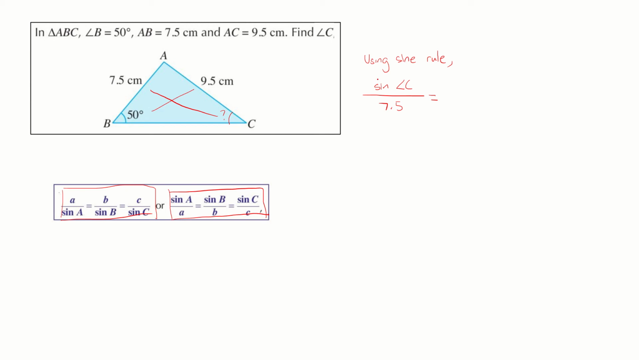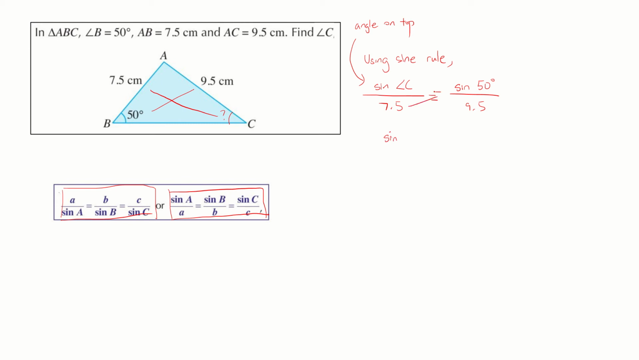Here, because I wrote the angle on top, according to the sine rule, the angle on top must correspond to the angle on top also. So over here it will be sine 50 degrees over 9.5. Later I'm going to explain why in this case I wrote the angle on top, when just now in the previous example I actually wrote the length on top. Let me just finish solving this equation first.